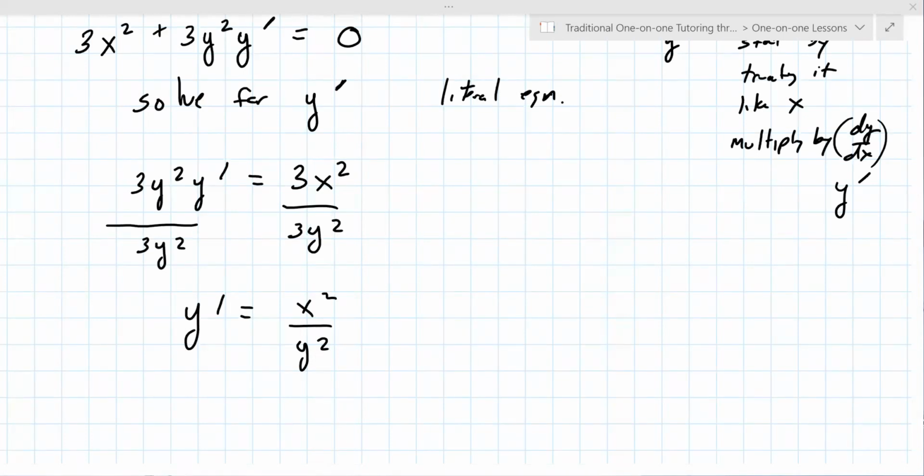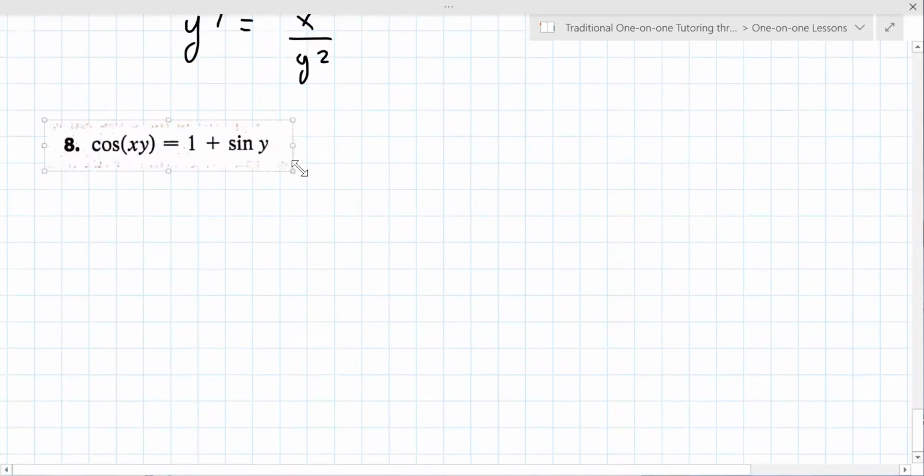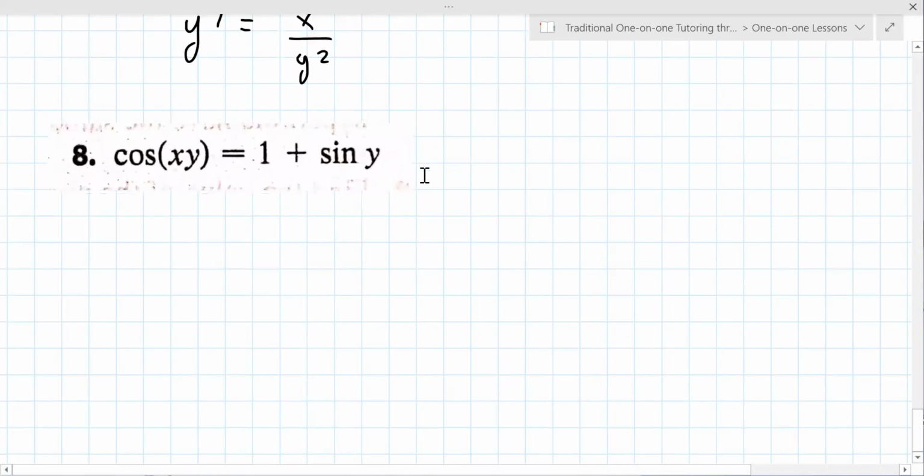Okay, so let's do some with chain rule, because that's really where you said, hey, this is what I'm struggling with. So I'm going to jump right to 8 for that. All right. So we're going to start over here on the left. What is the derivative of cosine? Negative sine. So this is negative sine xy, because you keep the inside function.